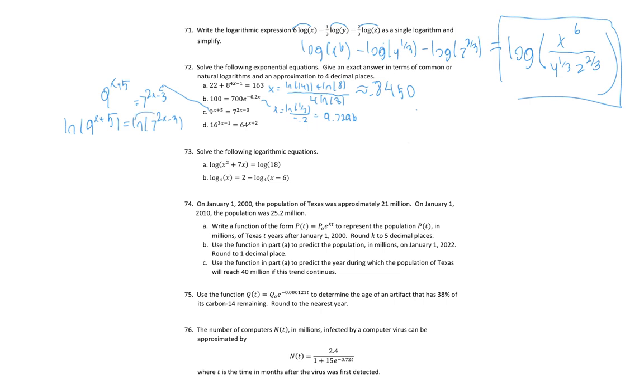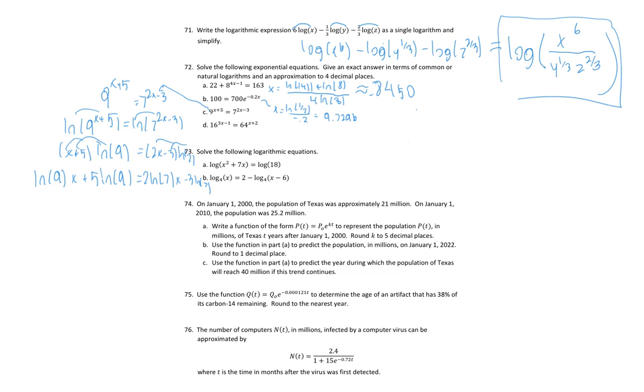And that will drop down our exponent, so (x plus 5) ln of 9 equals (2x minus 3) ln of 7. I'll distribute both these natural logs. So I have ln of 9 times x plus 5 ln of 9 equals 2 ln of 7 times x minus 3 ln of 7. I'll shift a little bit over for the next one so I don't run into the words.